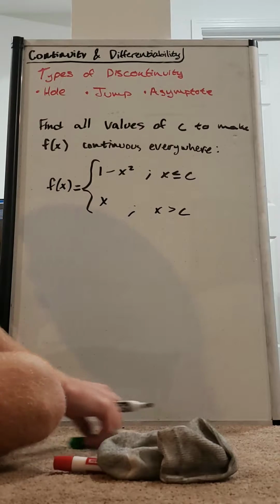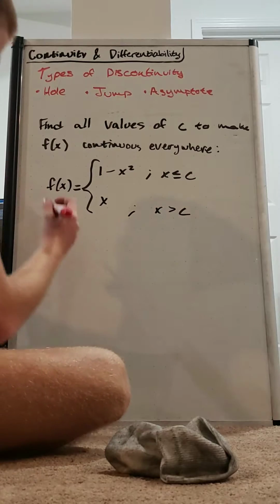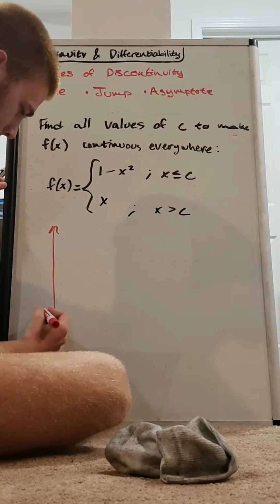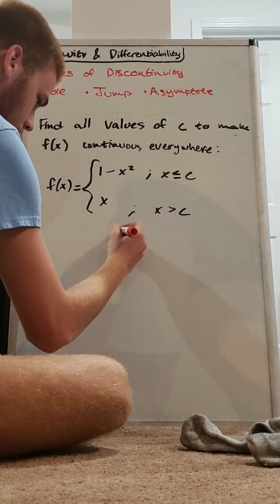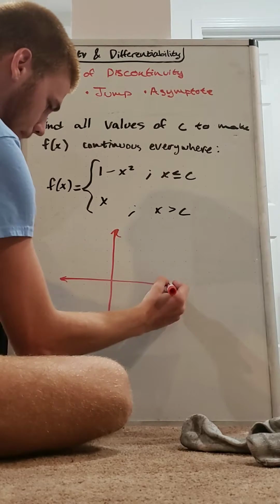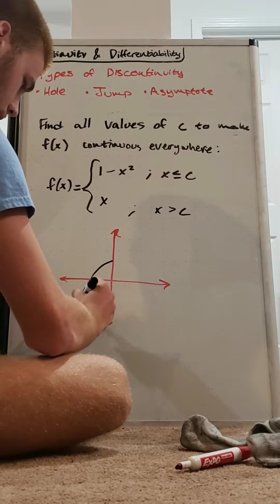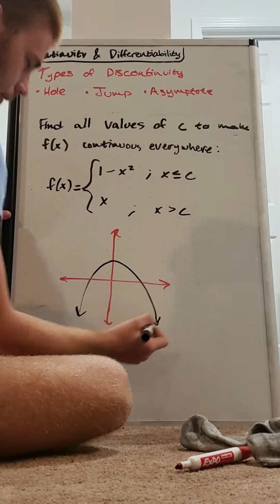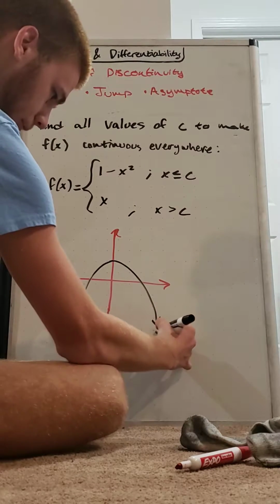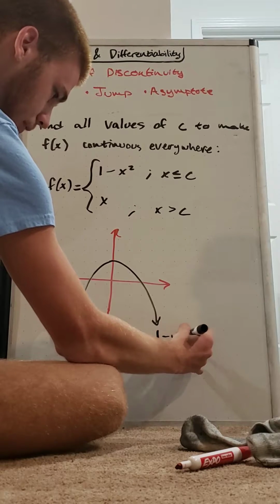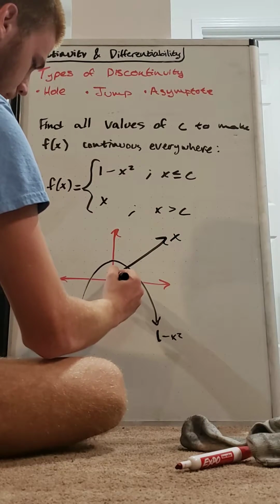Because right now, if we graph these two separately, that won't work. We have something like this, and that's our 1 minus x squared. And then we also have y equals x up here.